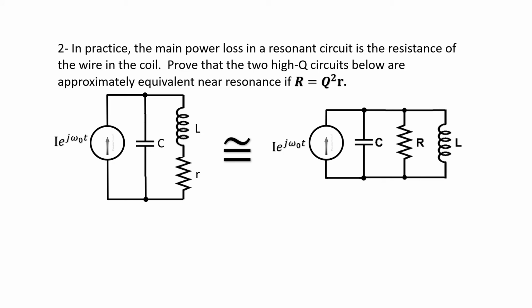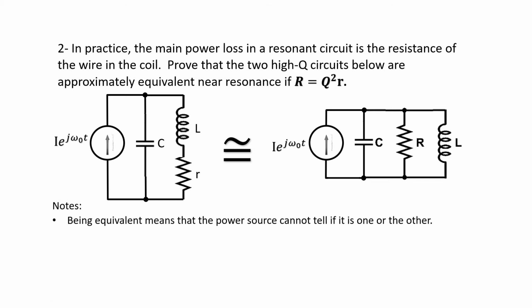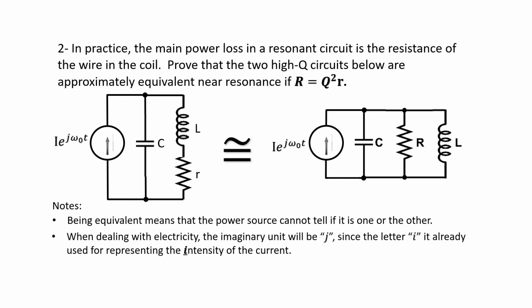Problem number 2. In practice, the main power loss in a resonant circuit is the resistance of the wire in the coil. Prove that the two high Q circuits below are approximately equivalent near resonance if the uppercase R equals Q squared times the lowercase r. Notes: being equivalent means that the power source cannot tell if it's one or the other. And when dealing with electricity, the imaginary unit will be j instead of i. That's already used in representing the intensity of the current.